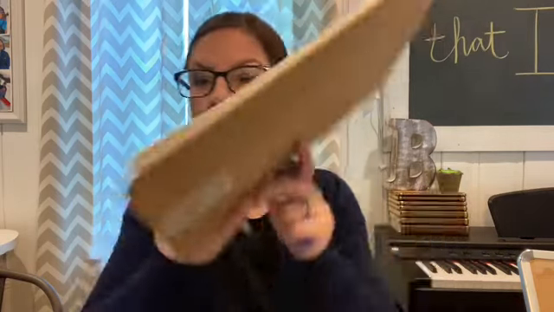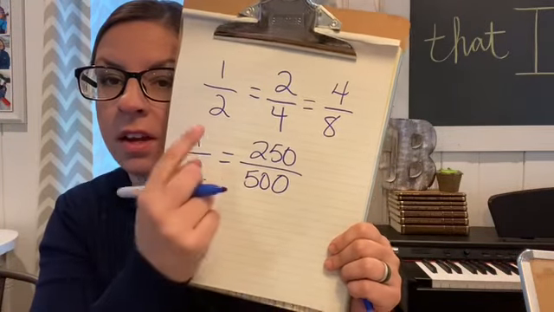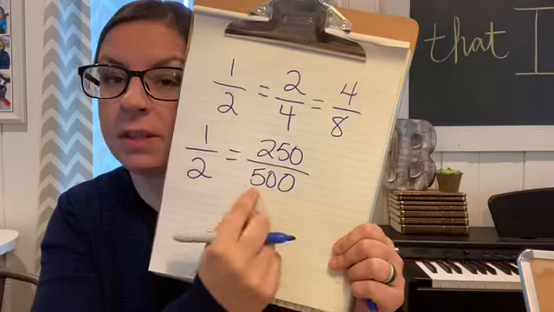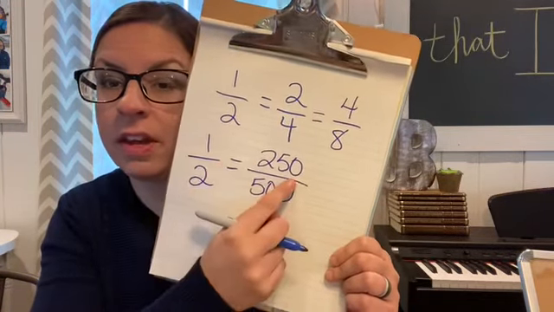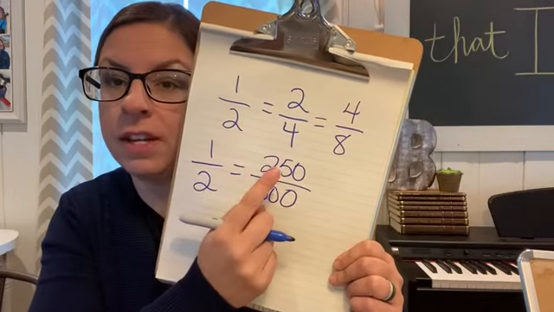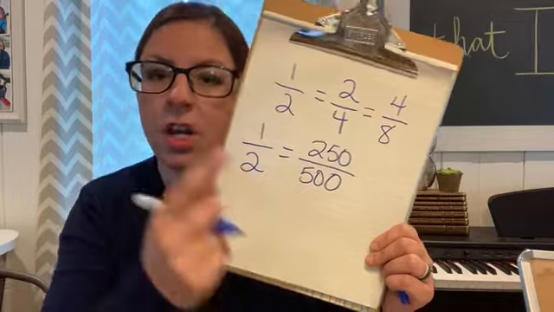Okay, 1/2 could also equal 250 over 500. Okay, if I have something broken into 500 pieces and I take 250 of them, it's 1/2 of it. Look, 1 times 250 is 250. 2 times 250 is 500. So as long as you do the same thing to the top as to the bottom, it is equivalent.